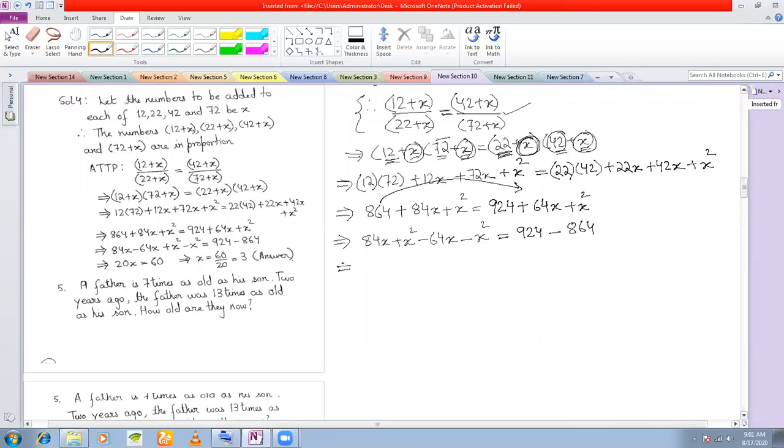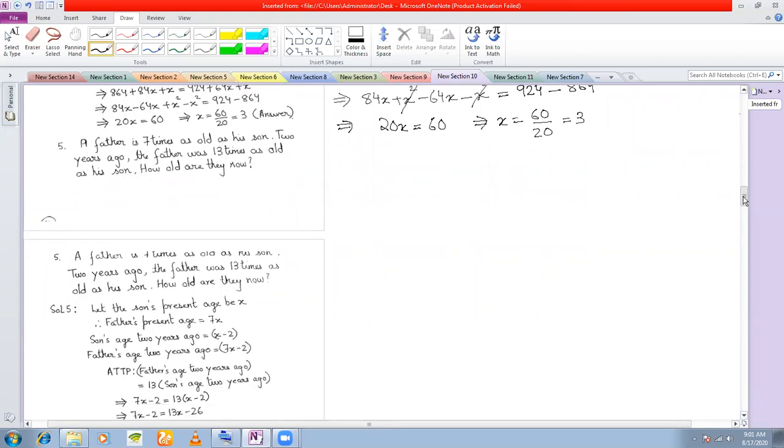So what do we have here? This x square cancels. We simply have 84 minus 64, which is 20x, and 924 minus 864 is 60. That means x is equal to 60 by 20. You cancel, you get 3. So what number should be added? 3 should be added so that they become in proportion. That is your answer.